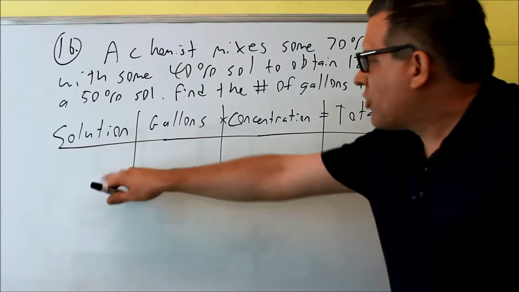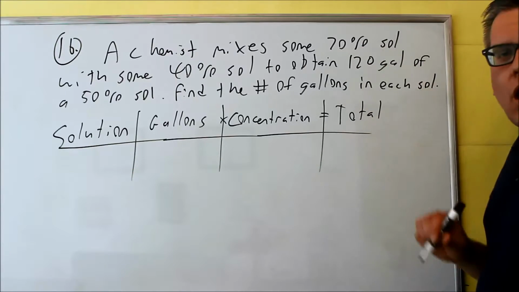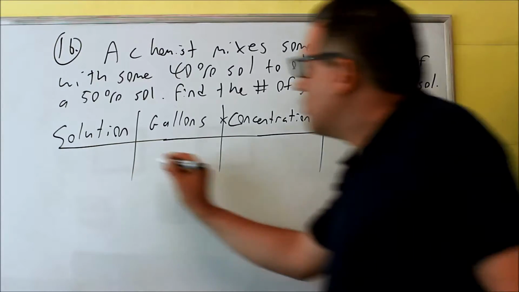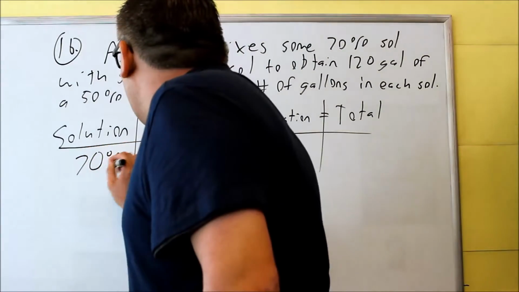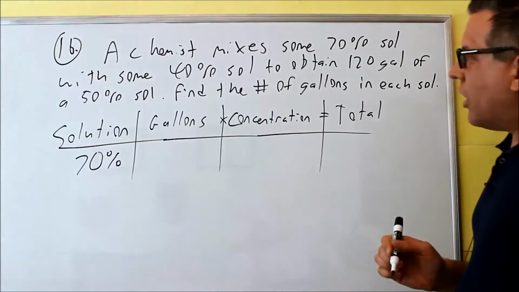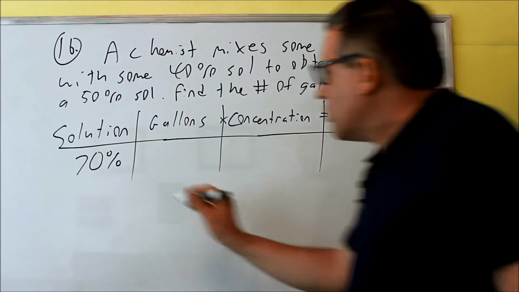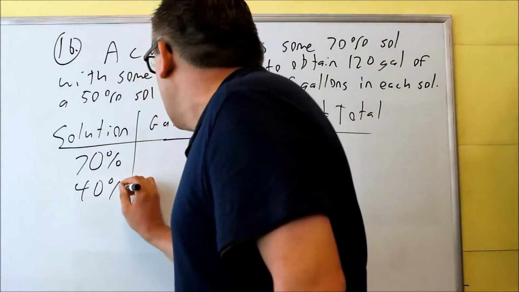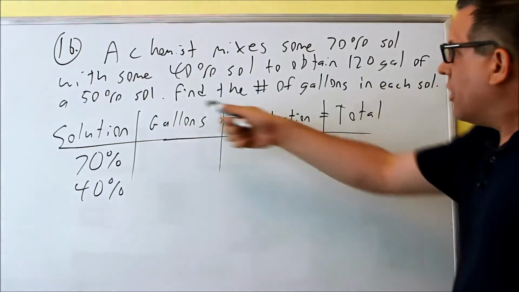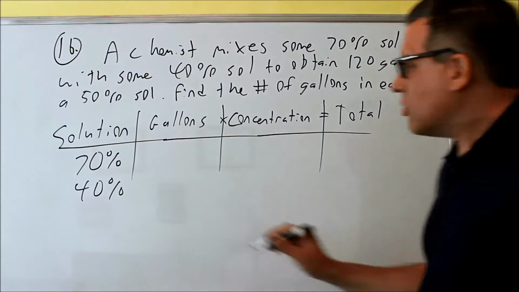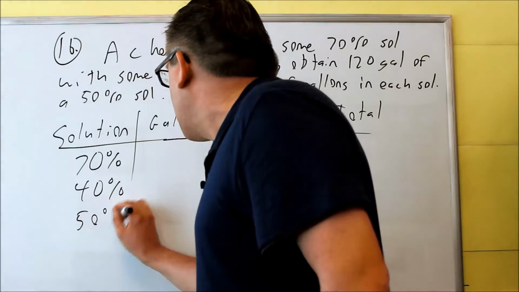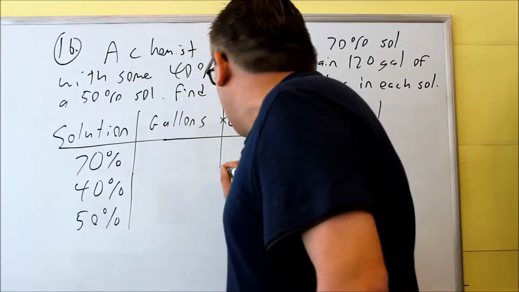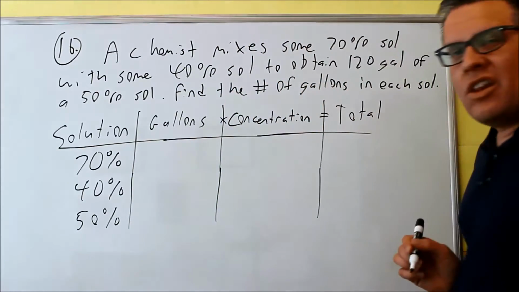So first of all, the first solution that we have here is a 70% solution. So I'm going to go ahead and put that in right here. What else do we have? We also have a 40% solution, and then the last one here is a 50% solution. So we're going to first start with this because those are the three different solutions that we're given.